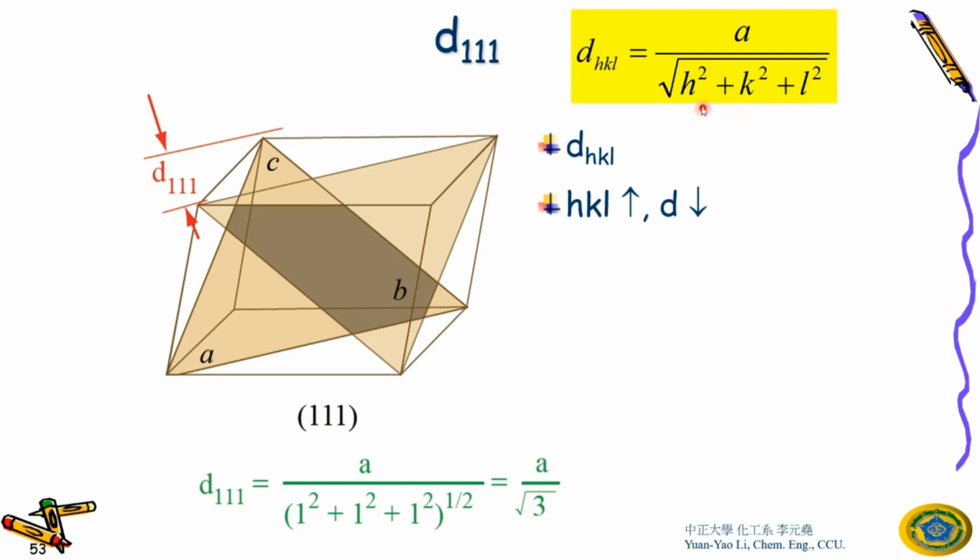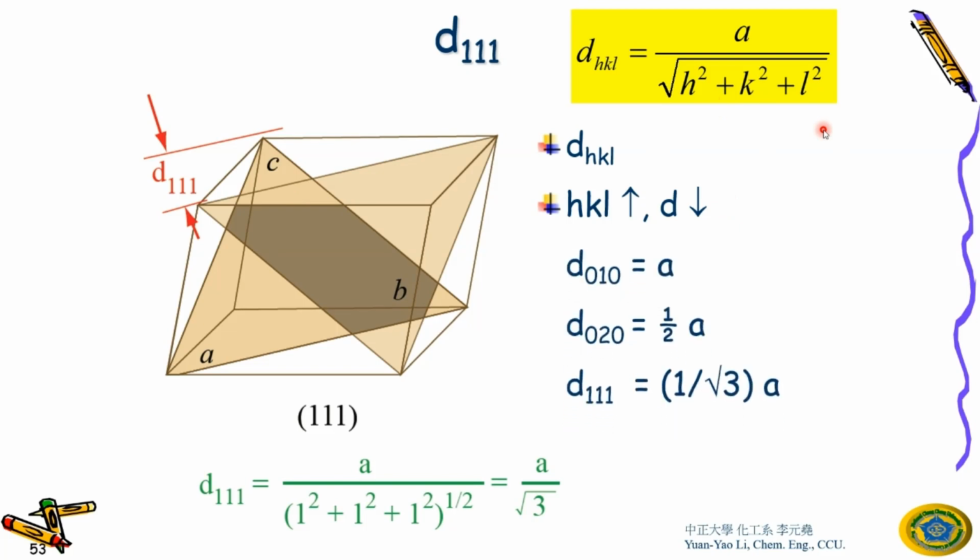So as you know, if the numbers increase, the D spacing decreased. Okay, this is the thing you need to say. Okay, this is the example for you to know. Okay, so are you okay? Are you okay with this information?